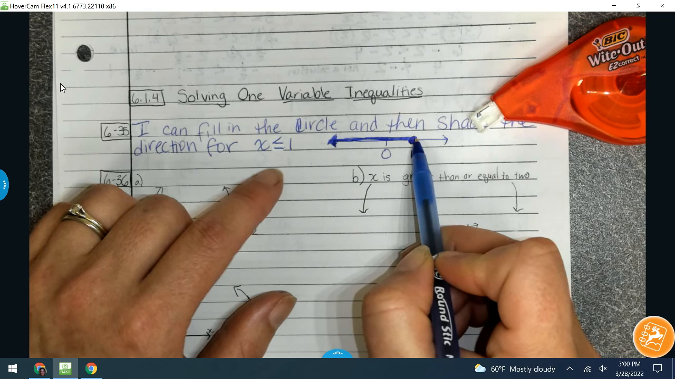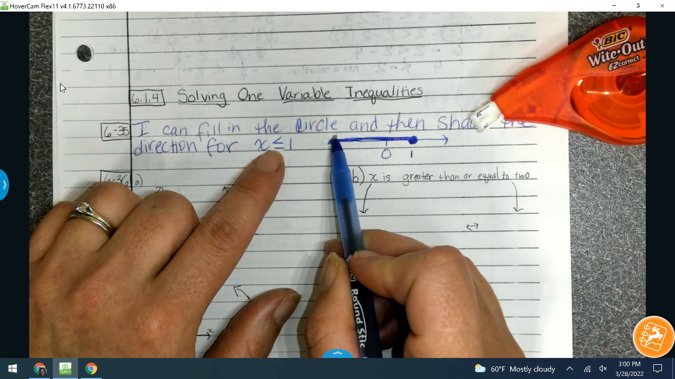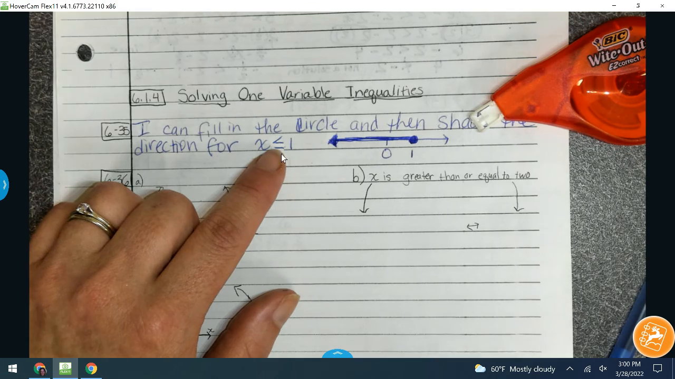So we have where this is filled in, that's for that equal sign, and less than is shaded that direction.